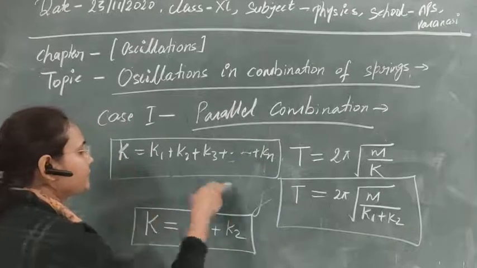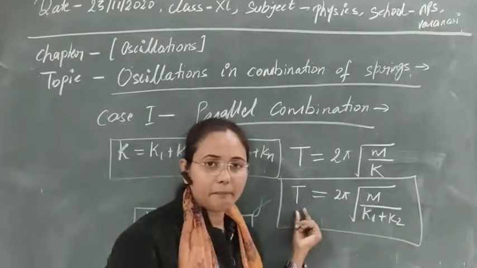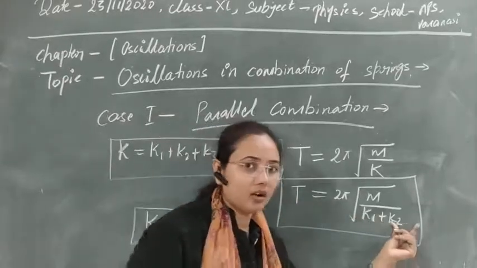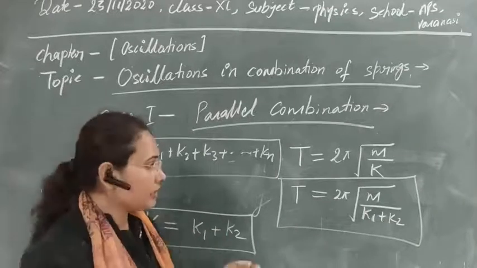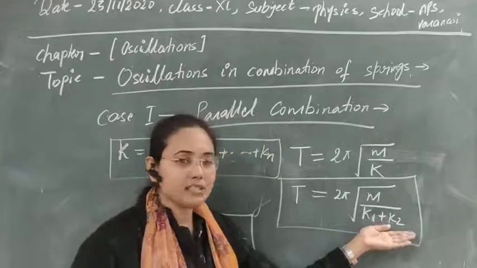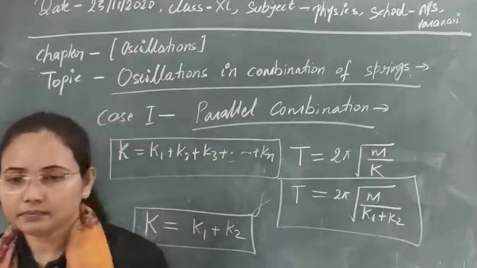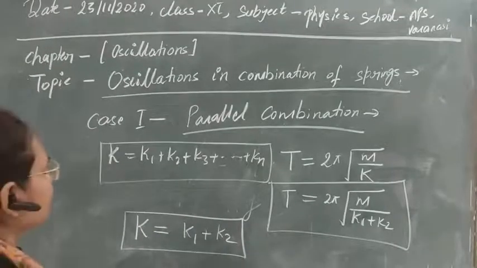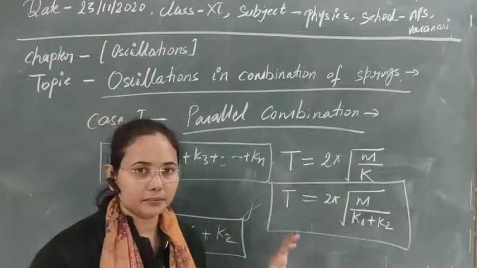With the help of this value, if you put it here, then we can also calculate the time period. Here we see that the time period also depends on the way in which we are combining the springs. If we combine the springs in a different way, then this factor will be different and the time period will be somewhat different. So I think the case of parallel combination is clear to you.